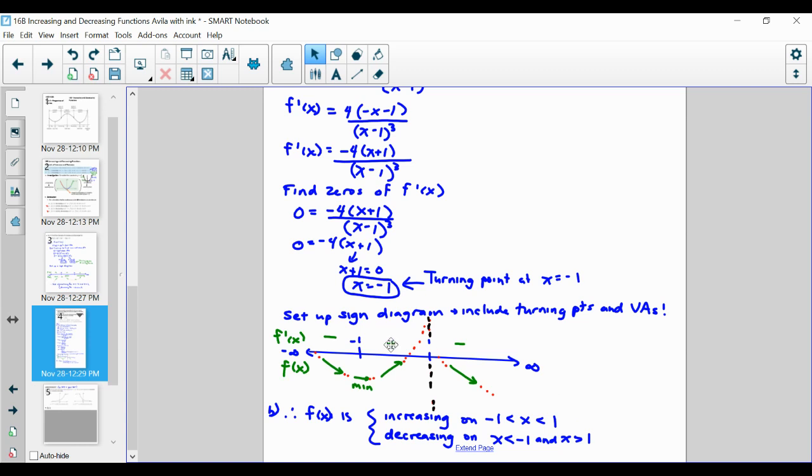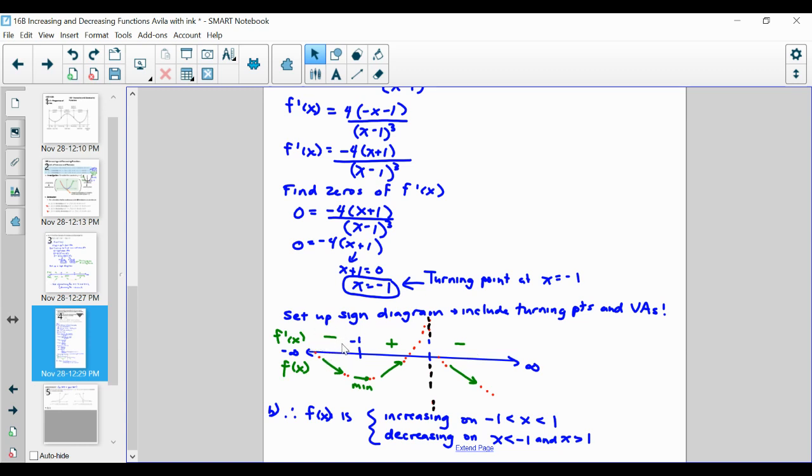Now I'm going to set up my sign diagram, and it's going to look a little different this time. My sign diagram is still going to be a number line. It's going to have my endpoints, which we're not given any other information, so we're going to assume we're going from negative infinity to positive infinity. I'm going to include that turning point on there at negative 1, but I also need to include the vertical asymptote. So on my number line for my sign diagram, I always include all the turning points and any asymptotes.